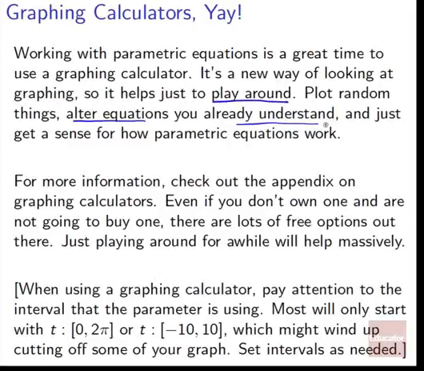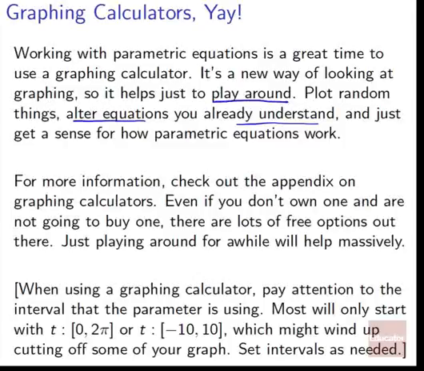Play with your graphing calculator and just get a sense for how parametric equations work. There's pretty much no better way to learn this sort of stuff than just screwing around with it for a while. You just do weird things and eventually you realize, oh, this makes sense. It will click eventually, but you have to get experience with it. The easiest way to get experience quickly with graphing things isn't graphing by hand. That takes a long time. But if you use a graphing calculator, you can get the best of both worlds. You can see your graphs quickly, but you can also think about what's going on.